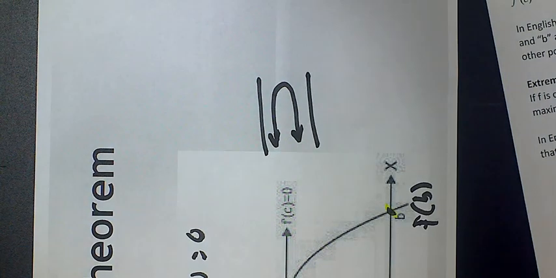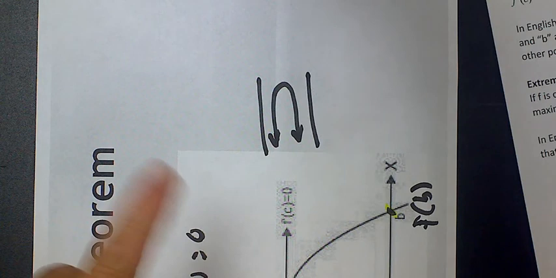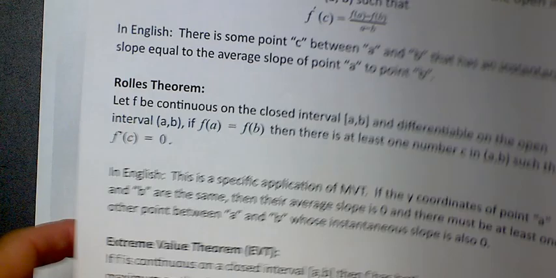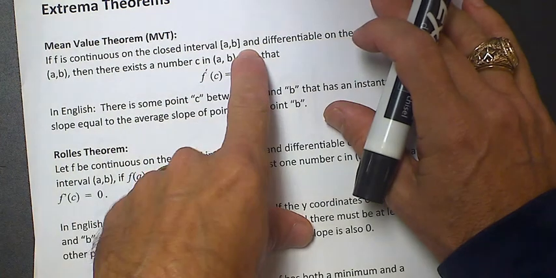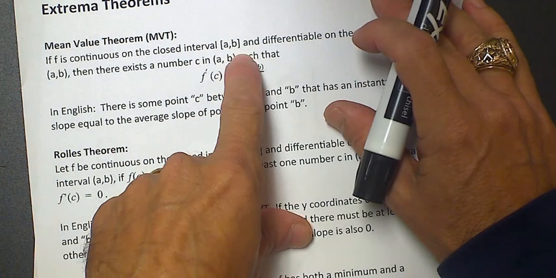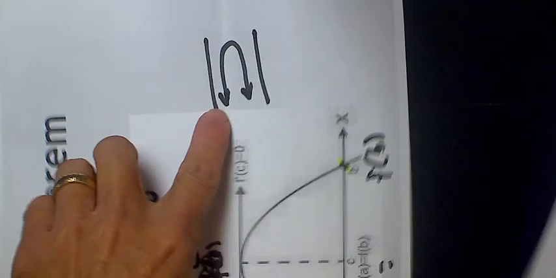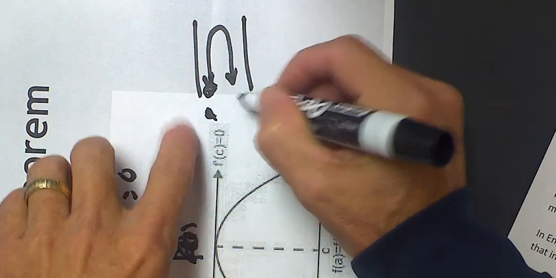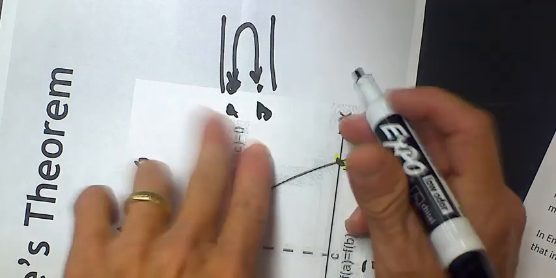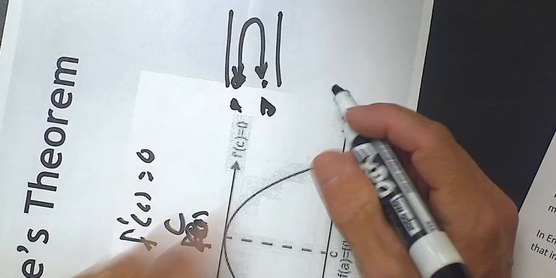So if you look at all three definitions right here, all three definitions require that you're on a closed interval. You have endpoints. So if I look at your example right here, I am forced to have an endpoint here at A and here at B.